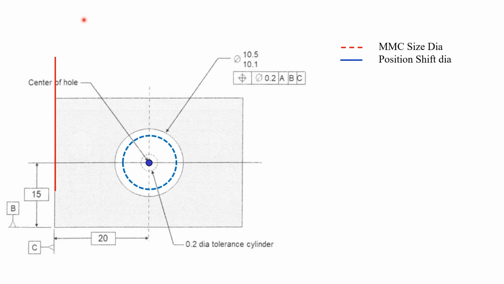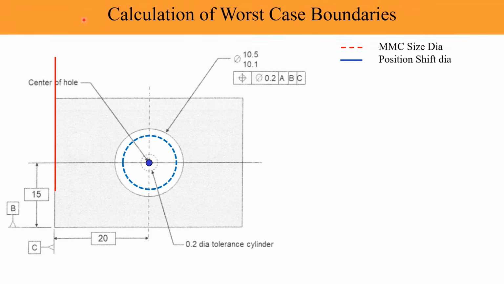Now, let us calculate the worst case virtual condition boundary step by step. Consider a rectangular block with a hole of size limits 10.1, which is MMC, to 10.5, the LMC size. The hole is located at basic dimensions of 20 mm and 15 mm from the bottom and left side datum planes.